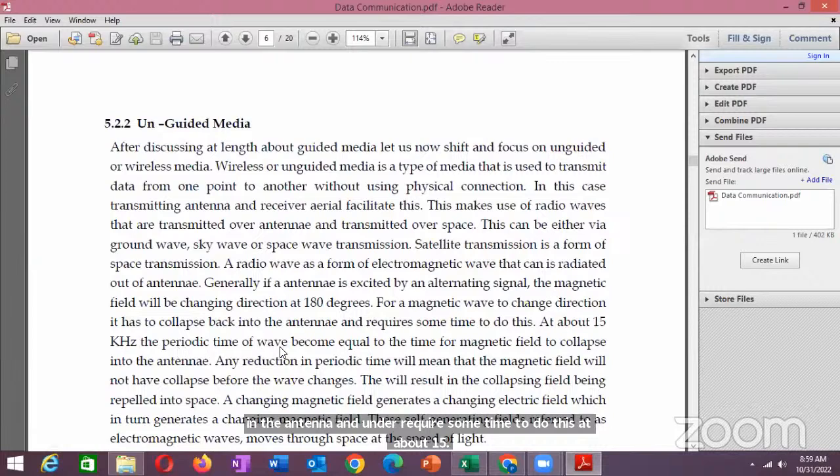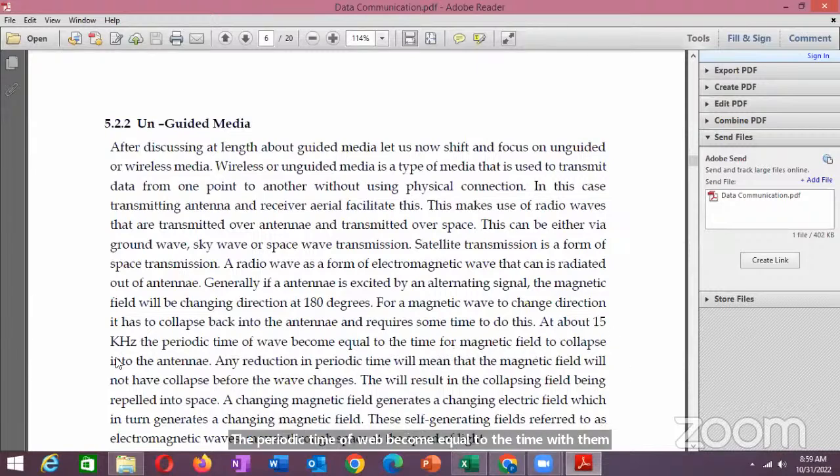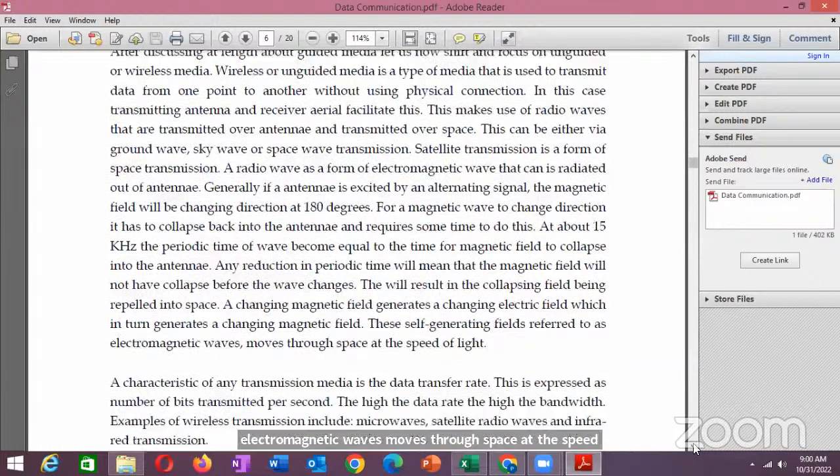The periodic time of the wave becomes equal to the time for the magnetic field to collapse into the antenna. Any reduction in periodic time will mean that the magnetic field will not have collapsed before the wave changes. So this will result in the collapsing field being repelled into space. A changing magnetic field generates a changing electric field, which in turn generates a changing magnetic field. These self-generating fields, referred to as electromagnetic waves, move through space at the speed of light.